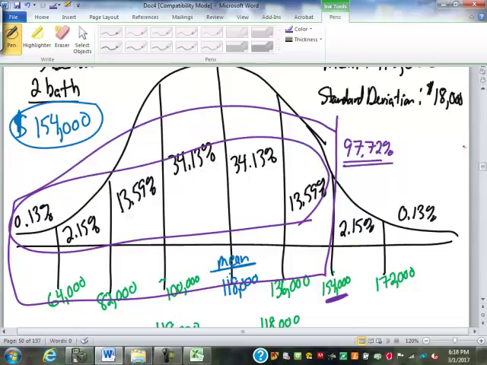What that is telling me is 97.72% of all of the 3-bedroom, 2-bathroom homes that have sold in that area recently have sold for less than $154,000. So, do you think there's a good chance you're going to find a house that's cheaper that you still like? Yeah, 97.72% of them have been cheaper. Hopefully in that 97% you can find one you like. That's a great tip.